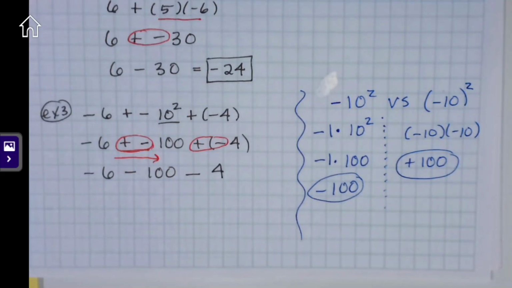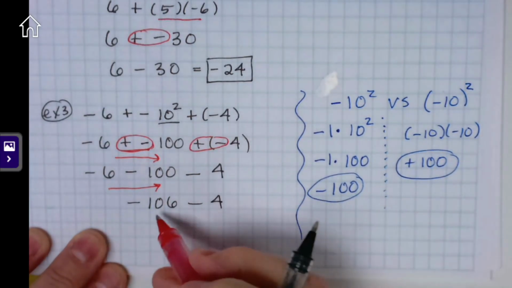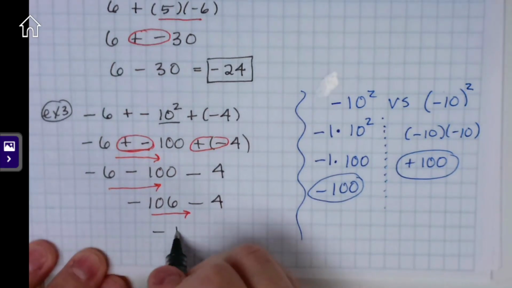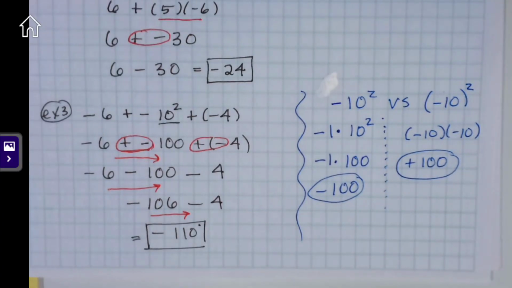Now we start over. We're going to add, subtract from left to right. Negative 6 minus 100 is negative 106. Continuing to the right, negative 106 minus 4 is negative 110. You can see how you have to know your order of operations like cold. You have to know them very, very specifically so that you know what step to do. It's not a mystery. All right, are there any questions?